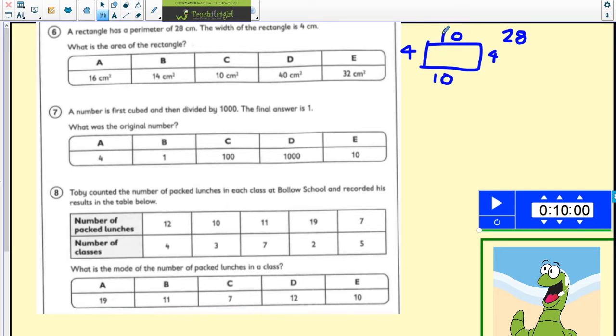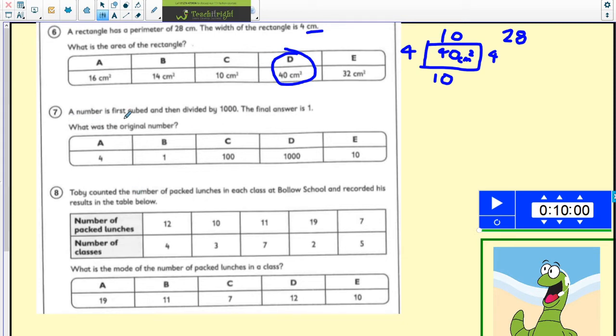I'm going to take a moment to double check. 10 plus 10 plus 4 plus 4 does equal 28. Good, so I've got the right dimensions. And then, if this was the case, what's the area? Well, it's 4 times 10, which is 40. I've got to remember my units are centimetres squared for area. So it's 40 centimetres squared. D.